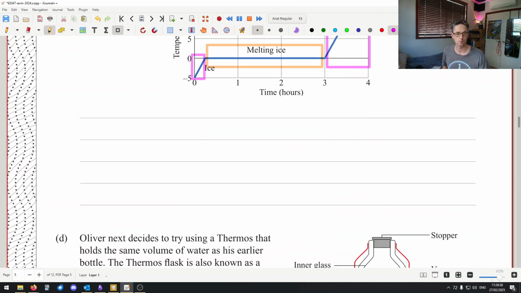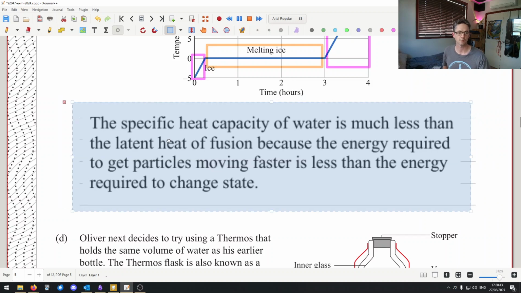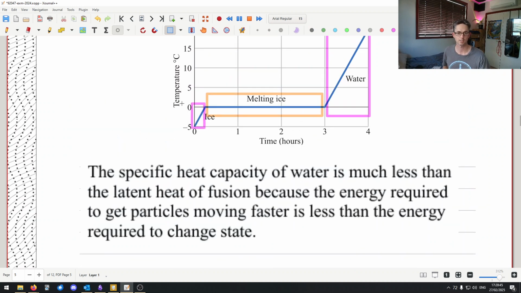And so if you put something like this into your exam, the specific heat capacity of water is much less than the latent heat of fusion. If you just say which one's bigger, you get an achieve tick, congratulations. But then when you get to the explanation side of it, because the energy required to get particles moving faster is less than the energy required to change state. Changing state requires a lot of energy compared to just getting them moving around and vibrating around a little bit more.